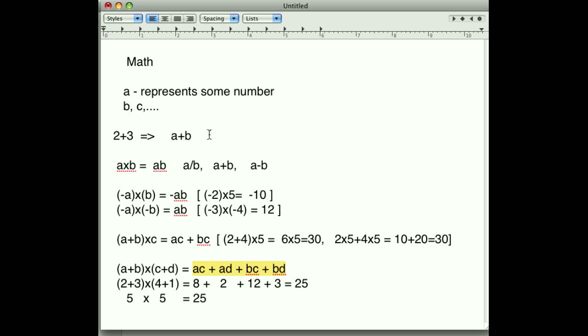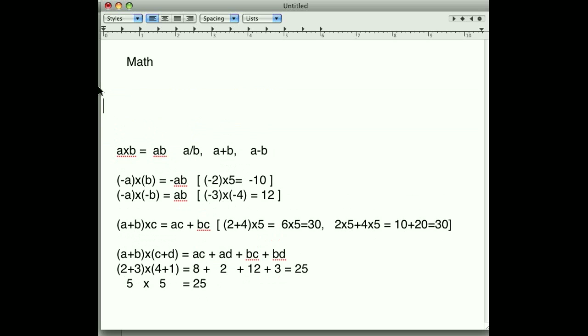Okay, so if we know that, let's do something a little bit more complicated. Let's do A minus B times C plus X. Okay, I don't use D, I use X, it doesn't matter. Those letters represent numbers. And let's multiply. So A times C is AC. Then A times X, I have to do plus AX.